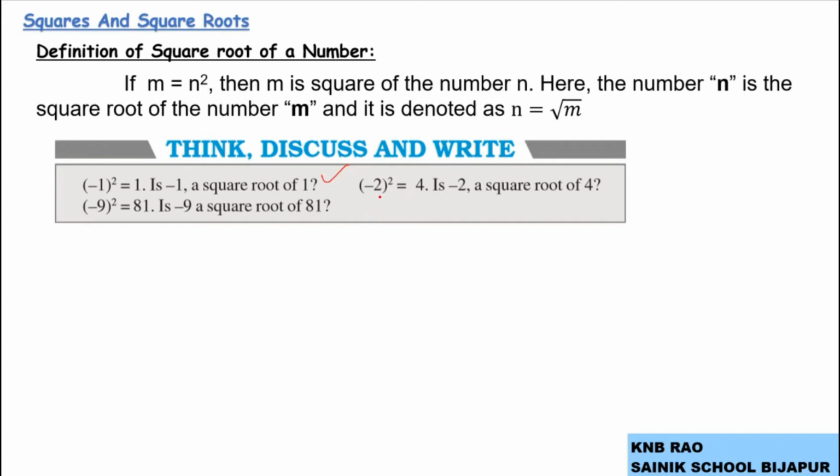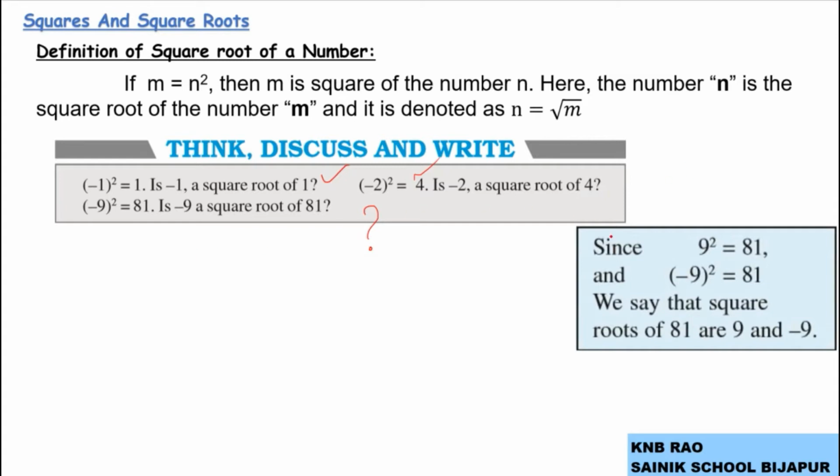Similarly, the other two questions also. Is minus 2 the square root of 4, since minus 2 square also gives 4? Similarly, is minus 9 the square root of 81, since minus 9 square also gives 81? So the question arises here. Now what do you say? Can we call these negative numbers square roots of those positive natural numbers? Some of you are telling yes and some of you are telling no. You can get clarity. Watch this.